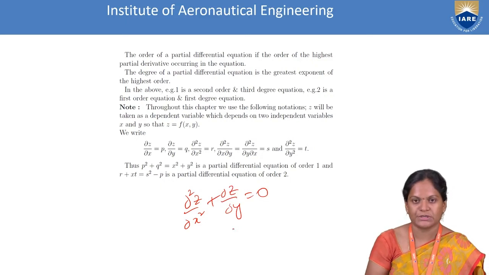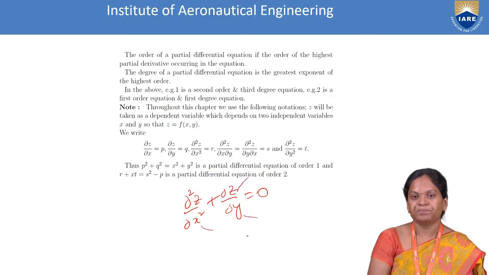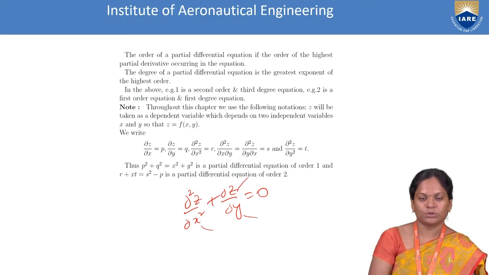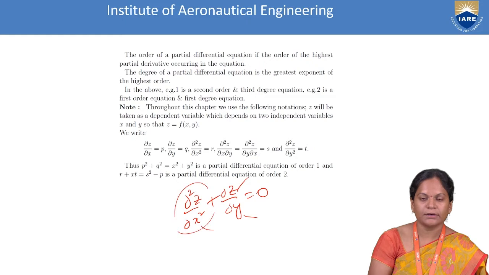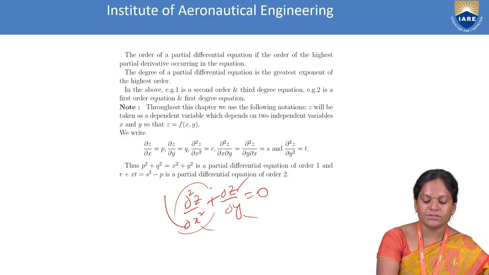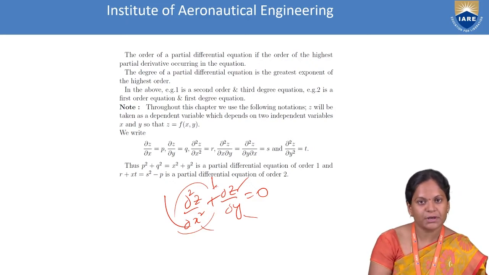This is a partial differential equation. Why is it a partial differential equation? Here z is the dependent variable and x and y are independent variables. So what is the highest derivative here? 2 is the highest derivative. ∂²z/∂x² is the highest derivative. So the order here is 2, a second order partial differential equation. The power of the highest derivative is 1, which is called the degree. So it is a second order and first degree partial differential equation.